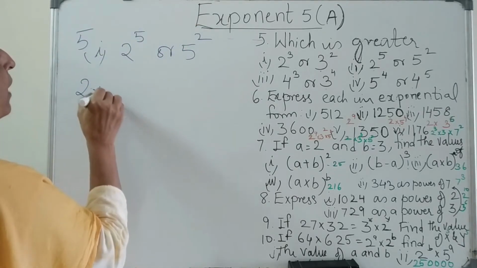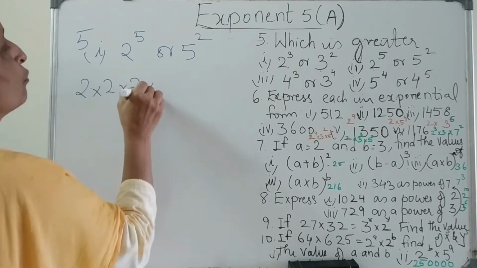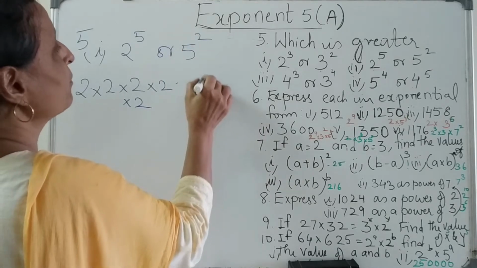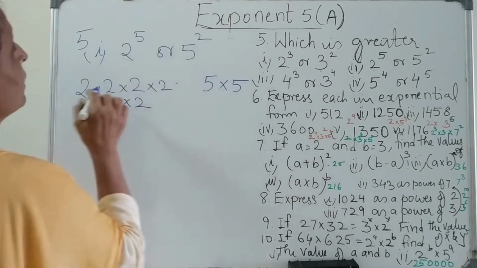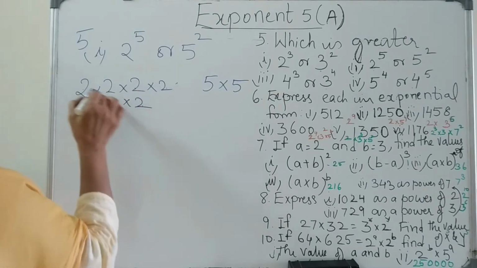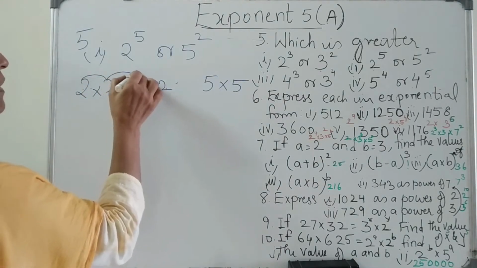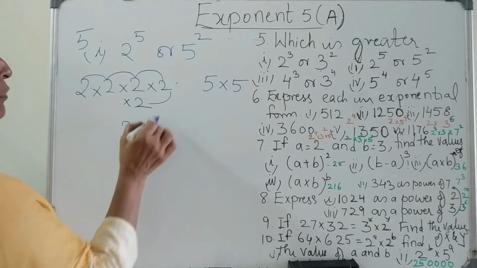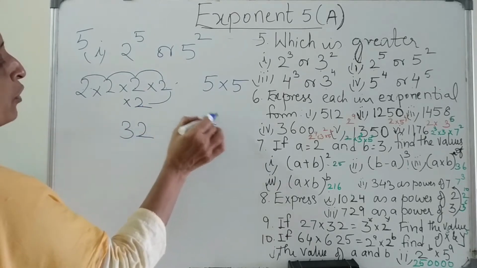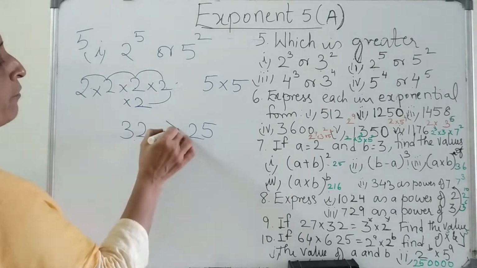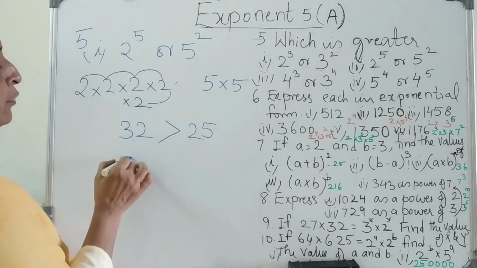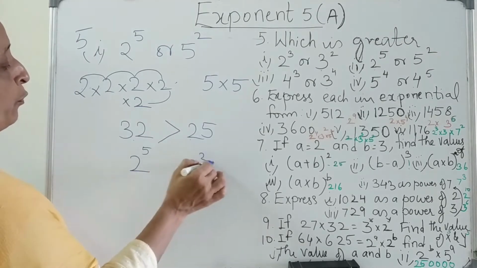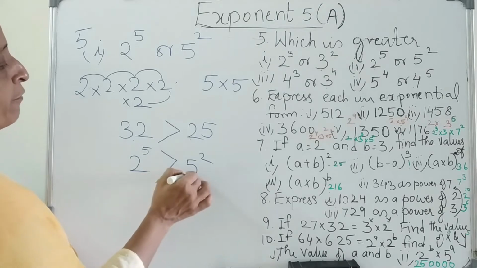Now you write 2, 5 times: 2 into 2 into 2 into 2 into 2. Here for 5 you write 2 times, 5 into 5. Now 2 2s are 4, 4 2s are 8, 8 2s are 16, 16 2s are 32. So this is 32 and this is 25. Naturally 32 is greater. So 2 raised to 5 is greater than 5 raised to 2.